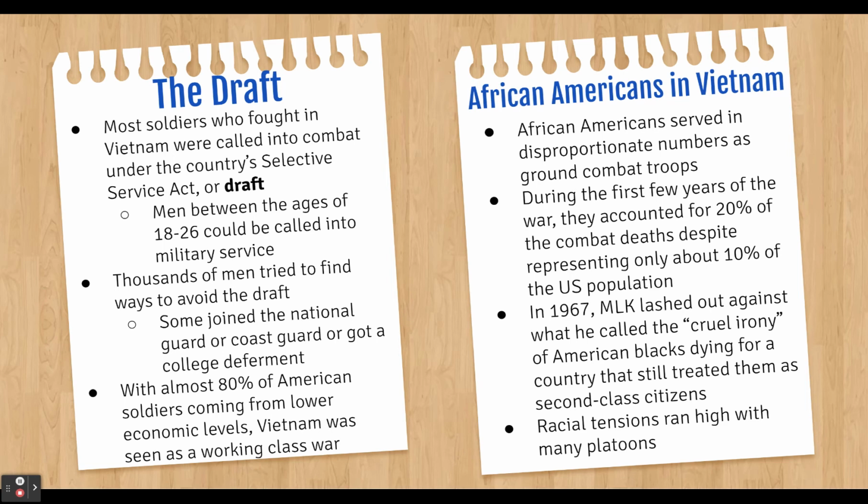African Americans in Vietnam. African Americans served in disproportionate numbers as ground combat troops. During the first few years of the war, they accounted for 20% of the combat deaths, despite representing only about 10% of the U.S. population. In 1967, Martin Luther King Jr. lashed out against what he called the cruel irony of American blacks dying for a country that still treated them as second-class citizens. Racial tensions also ran high within many platoons in Vietnam.